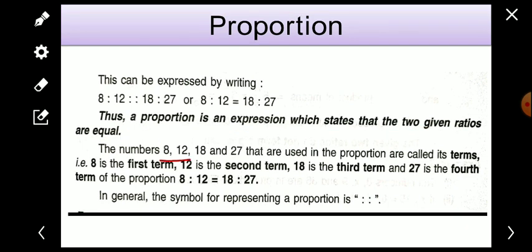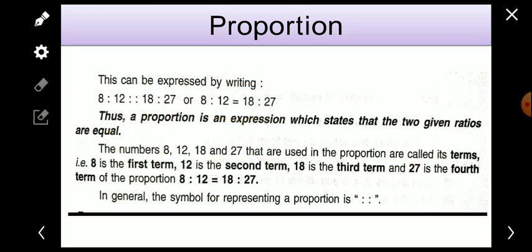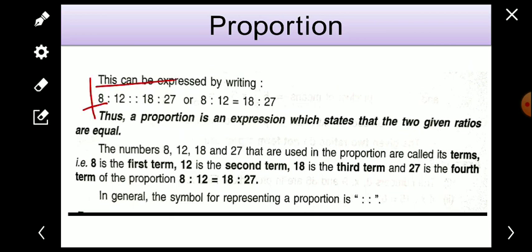The numbers 8, 12, 18 and 27 here, both are equal. So these numbers 8, 12, 18 and 27 that are used in the proportion are called its terms. In a proportion, whatever numbers are used, those are called terms. So here we can see that there are 4 terms in a proportion. This is the first term, this is the second term, this is the third term, this is the fourth term in the series.